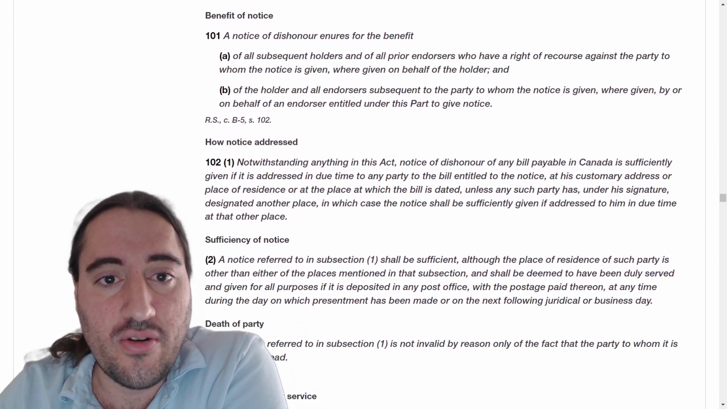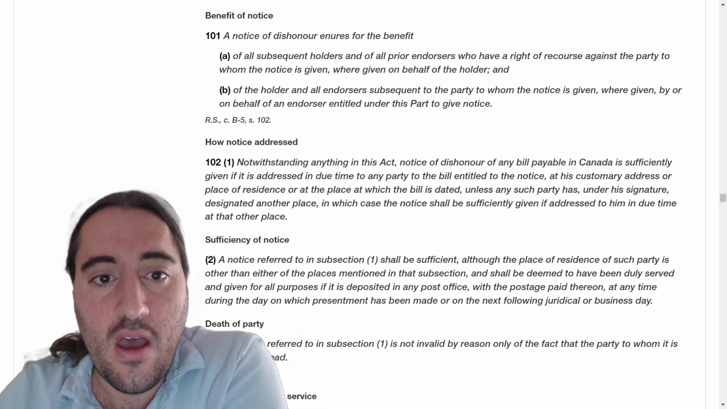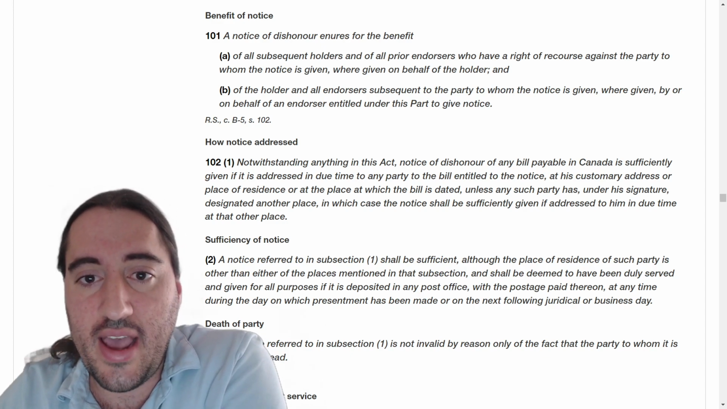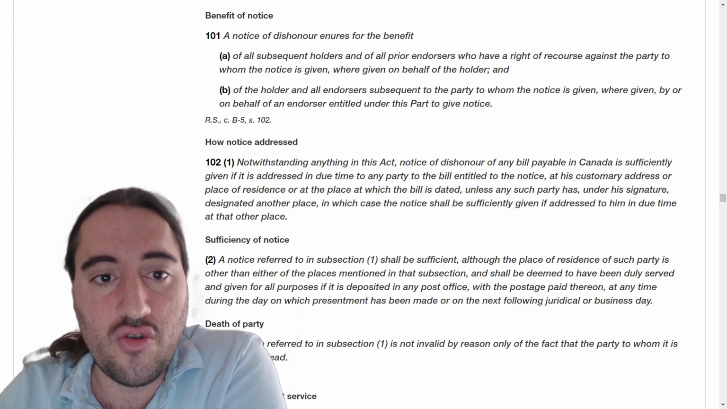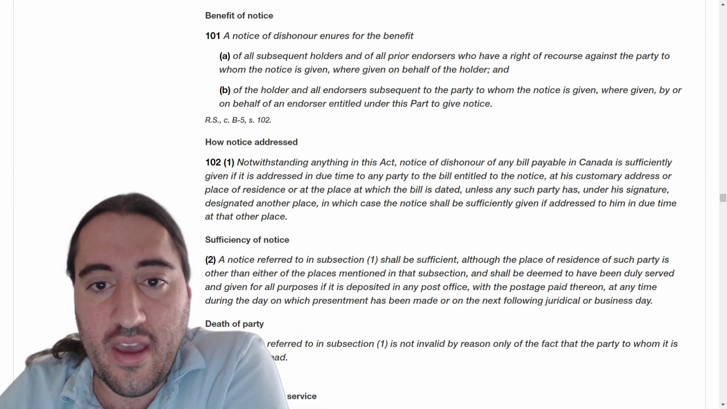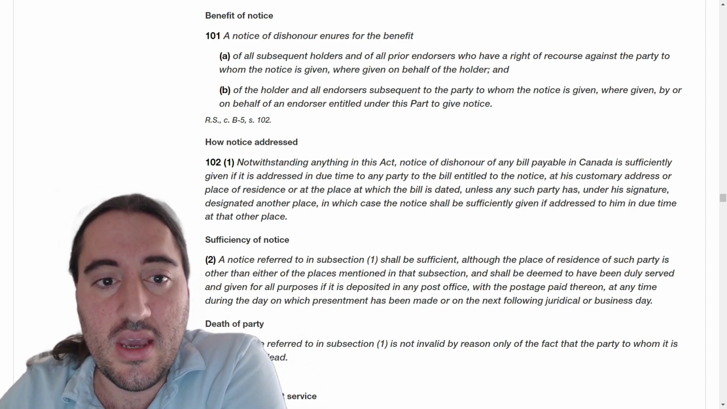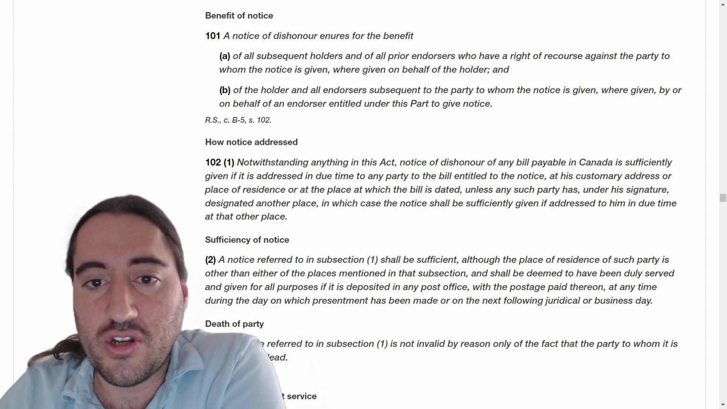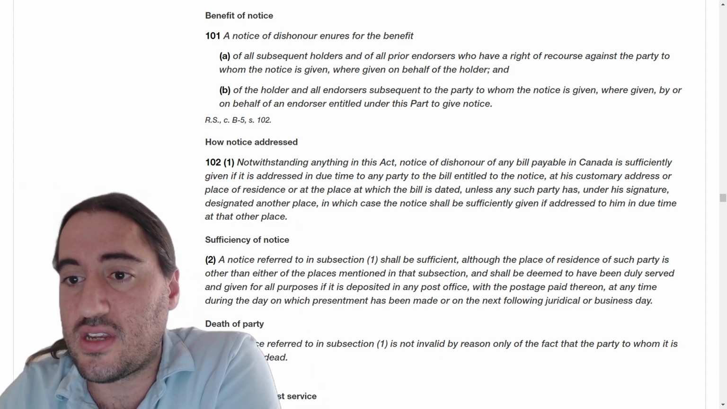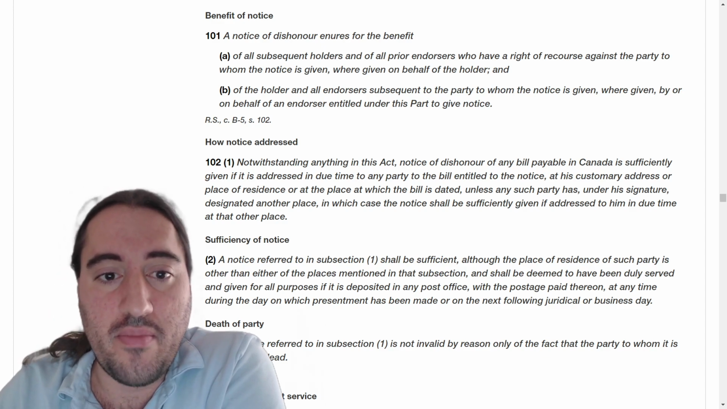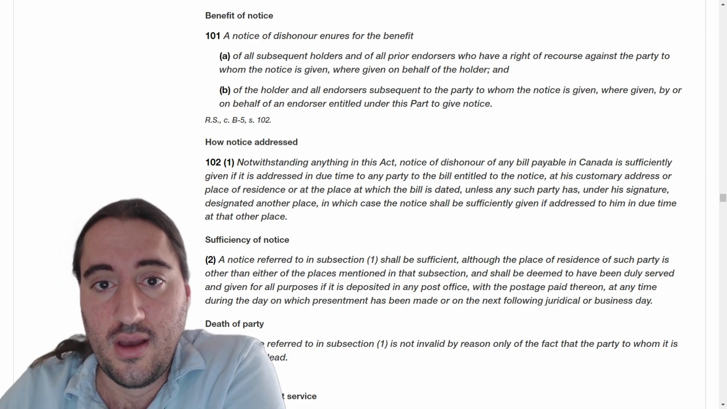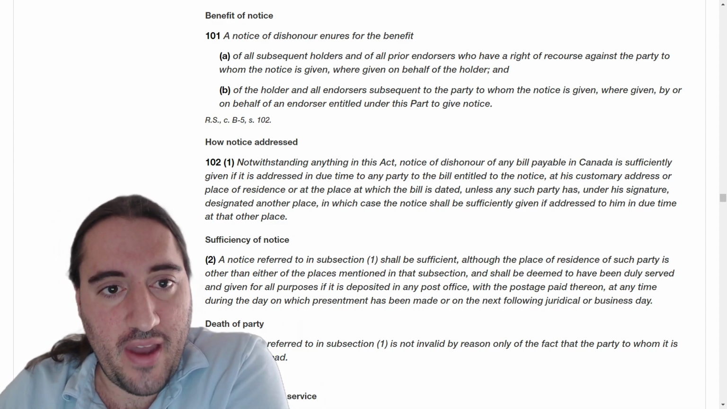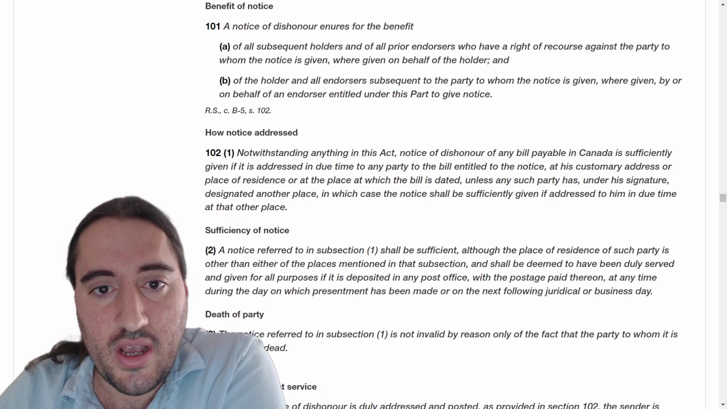Benefit of notice. A notice of dishonor ensures for the benefit A. Of all subsequent holders and of all prior endorsers who have a right of recourse against the party to whom the notice is given, where given on behalf of the holder, and B. Of the holder and all endorsers subsequent to the party to whom the notice is given, where given by or on behalf of an endorser entitled under this part to give notice. So this is for the benefit of notice to all subsequent holders and of the holders, okay.